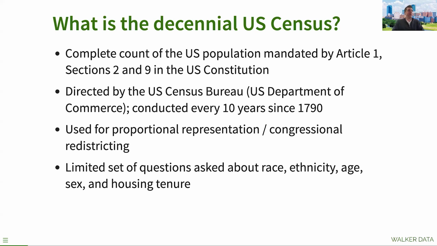The decennial census is mandated by Article 1, Sections 2 and 9 in the US Constitution, and it's intended to be a complete enumeration or count of the US population. It's directed by the United States Census Bureau, part of the US Department of Commerce, and it's conducted every 10 years. It's been conducted every 10 years since 1790. It's used for a variety of purposes. Most significantly, it's used for proportional representation in Congress, and in turn for congressional redistricting.